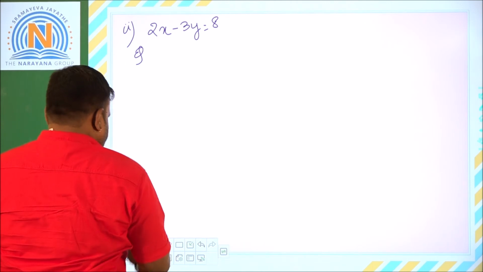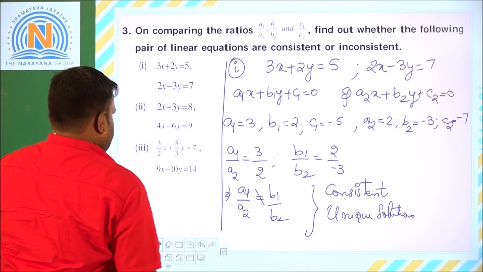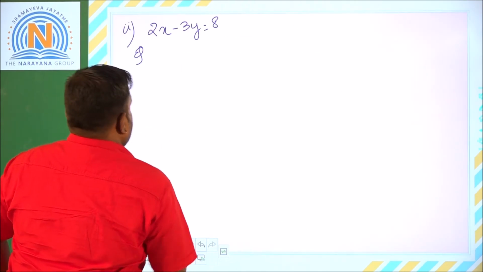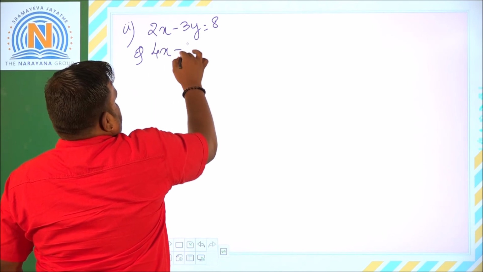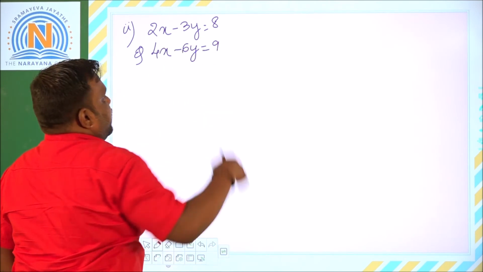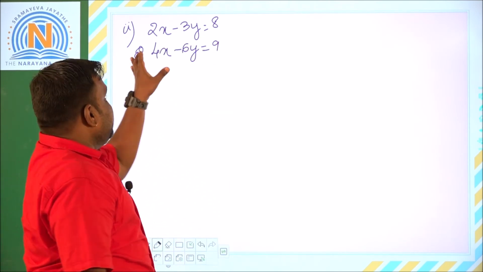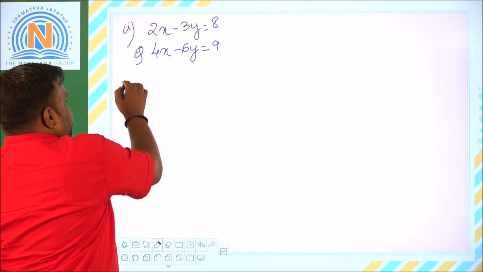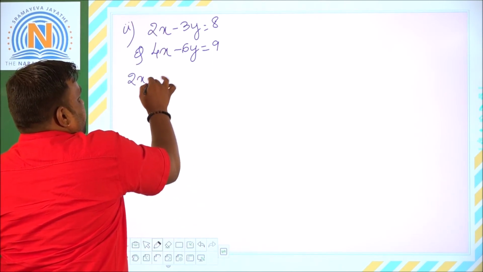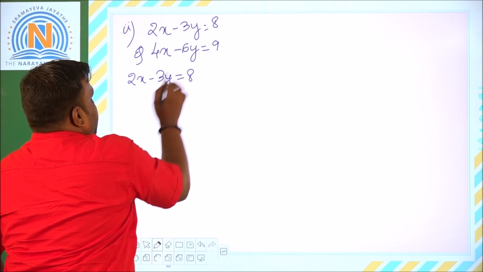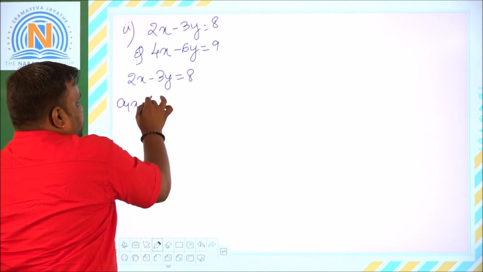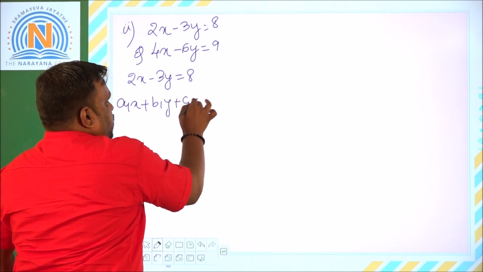And the second equation is 4x minus 6y is equal to 9. Again the same thing, compare these equations. That means 2x minus 3y is equal to 8, compare with a1x plus b1y plus c1 is equal to 0.